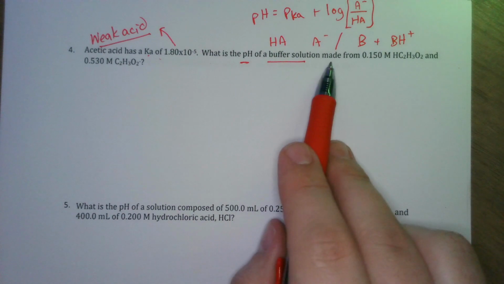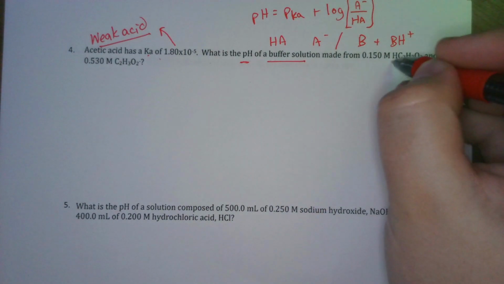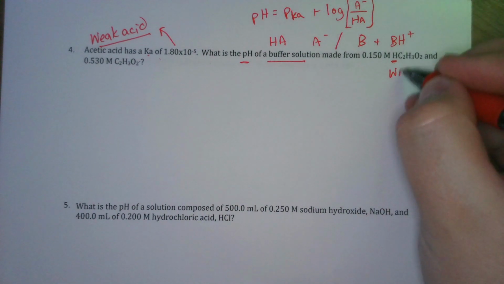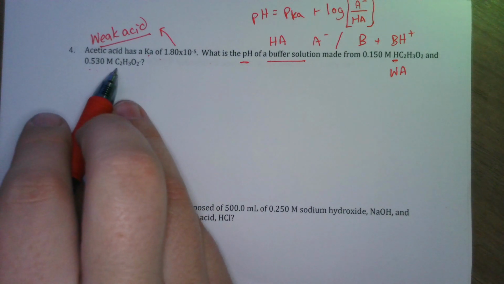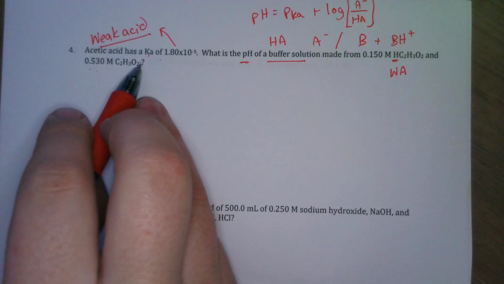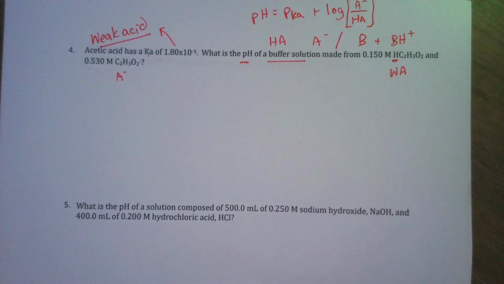And then I get it's made from 0.150 molar acid, has an H in front, so I know this is my weak acid, and 0.530 molar C2H3O2 minus is our base. It has a minus, and it doesn't have the H in the front because it lost an H plus when it reacts, so this is my A minus.